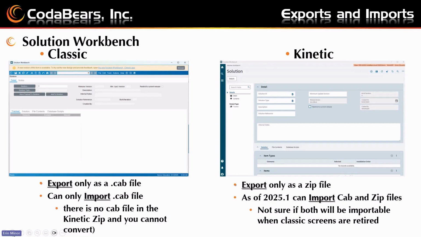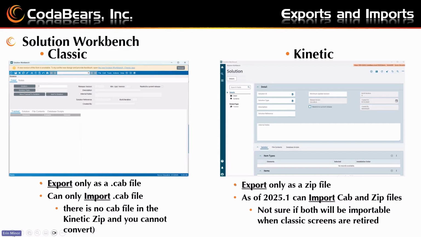If you use the Classic Solution Workbench, it's going to export as a cabinet file or .cab file. If you create a solution in Kinetic, it's going to export as a zip file. There is no cab file within that zip file, and you cannot convert it. So this is really important to know.